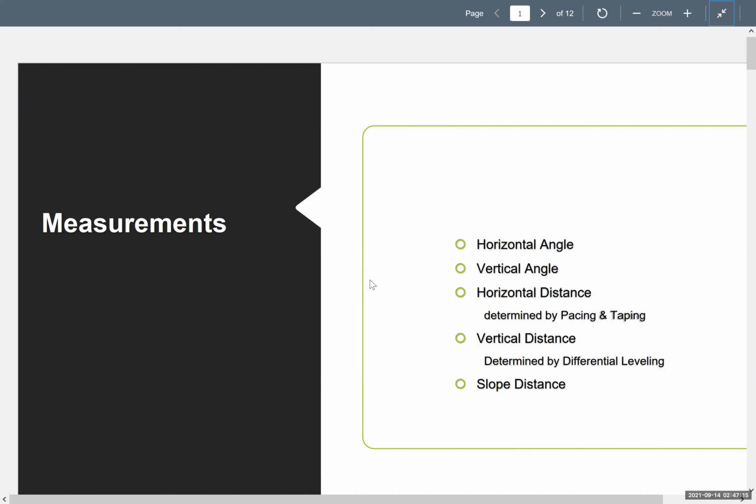And they all have a relationship to each other, whether we're looking at the vertical plane and establishing vertical control, or looking at the horizontal plane and establishing horizontal control. So horizontal distance is what we talked about last week about pacing and taping. And now what we're going to be looking at is vertical distance. Okay, so I'm going to go to the next slide.